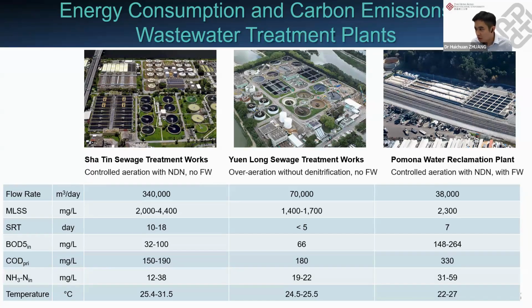Okay, the third wastewater treatment system is in Los Angeles in the United States. As you know, American people actually use the waste disposal. So you can see from this table the BOD, COD, and also the ammonia nitrogen is quite high compared to those two plants in Hong Kong. So this system represents a wastewater treatment system with controlled aeration with the target of nitrogen removal.